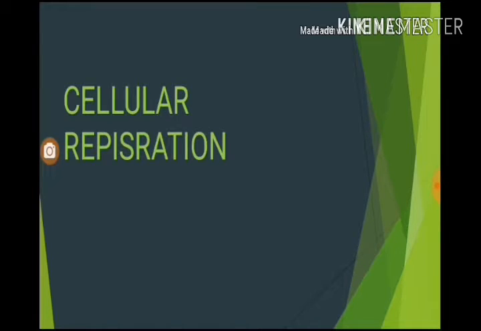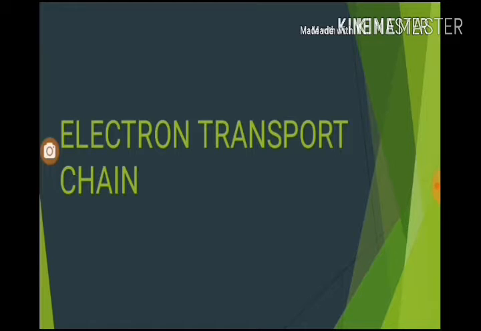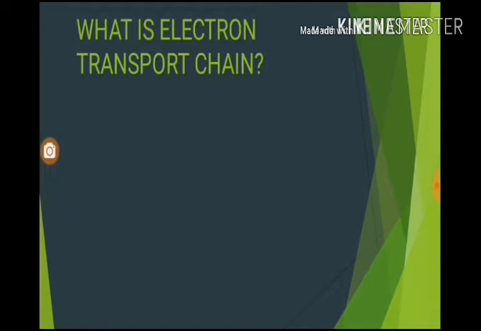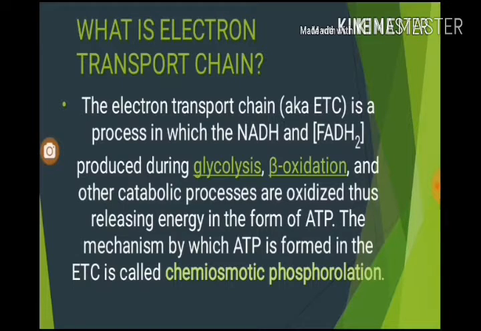We are already done with the three other phases of aerobic cellular respiration, which are the glycolysis, transition acetyl-CoA reaction, Krebs cycle, and the last phase, the electron transport chain. So, let's first define what is electron transport chain. What is electron transport chain? The electron transport chain, aka ETC, is a process in which the NADH and FADH2 produced during glycolysis, beta oxidation, and other catabolic processes are oxidized, thus releasing energy in the form of ATP. The mechanism by which ATP is formed in the ETC is called chemiosmotic phosphorylation.